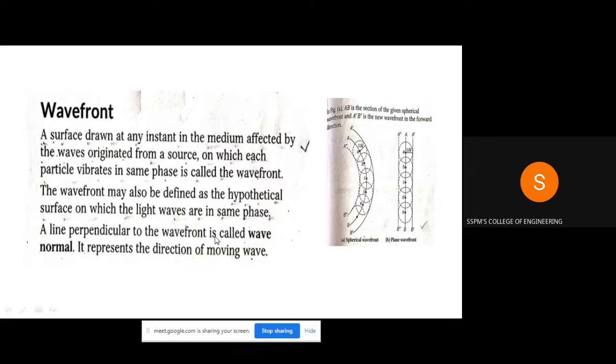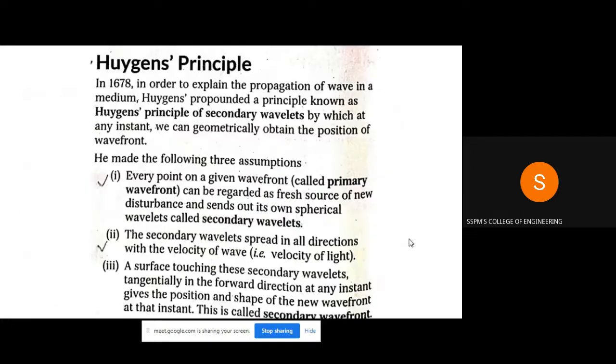The wavefront may also be defined as a hypothetical surface on which the light waves are in the same phase. A line perpendicular to the wavefront is called the wave normal. It represents the direction of the moving wave. This corresponds to a spherical wavefront and this corresponds to a plane wavefront. There are three types of wavefront: cylindrical, spherical, and plane wavefront. Already you have studied the difference between them.